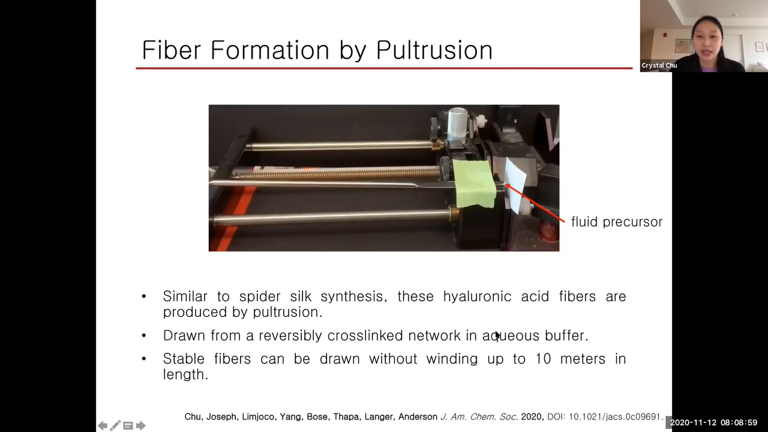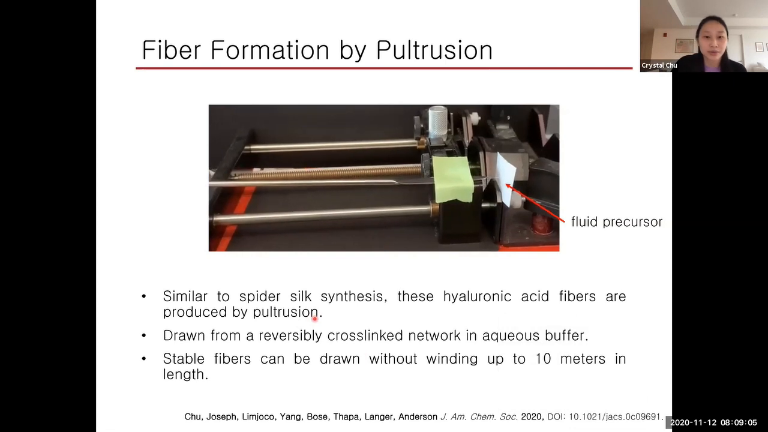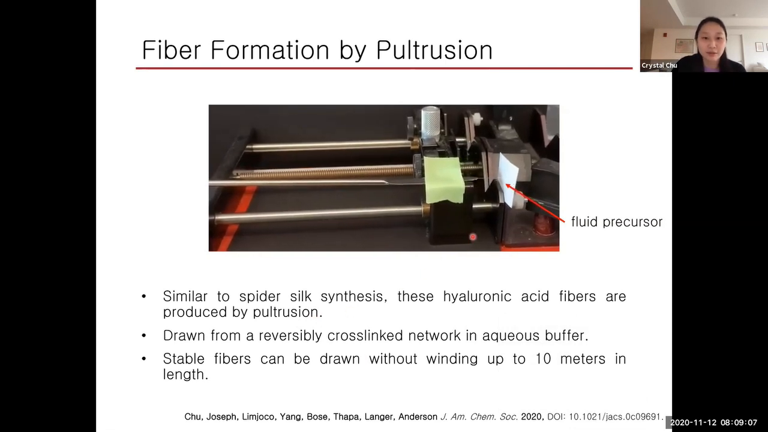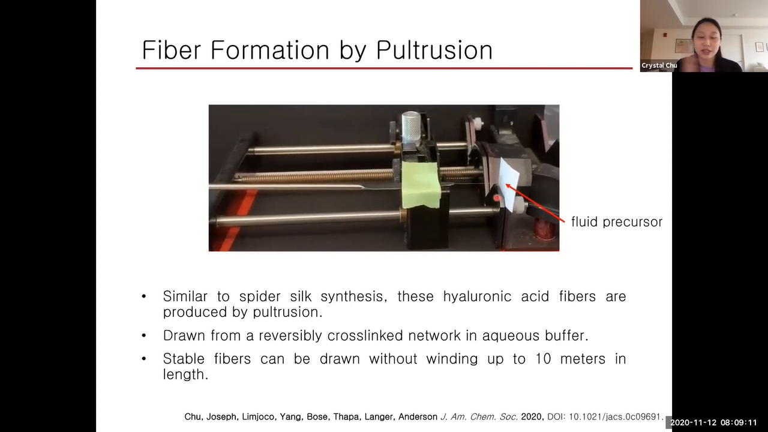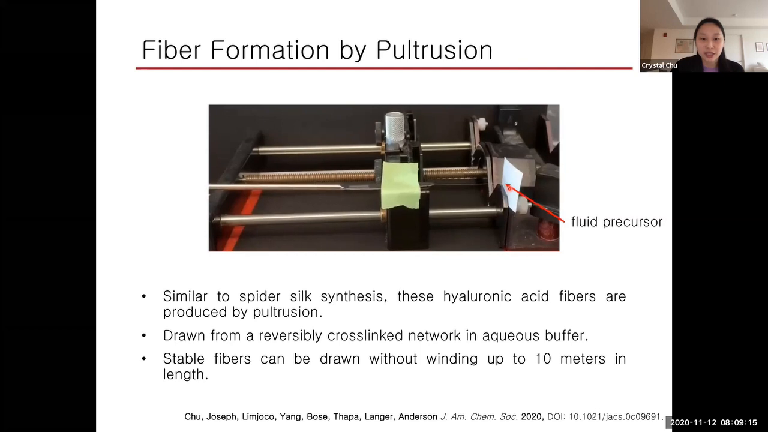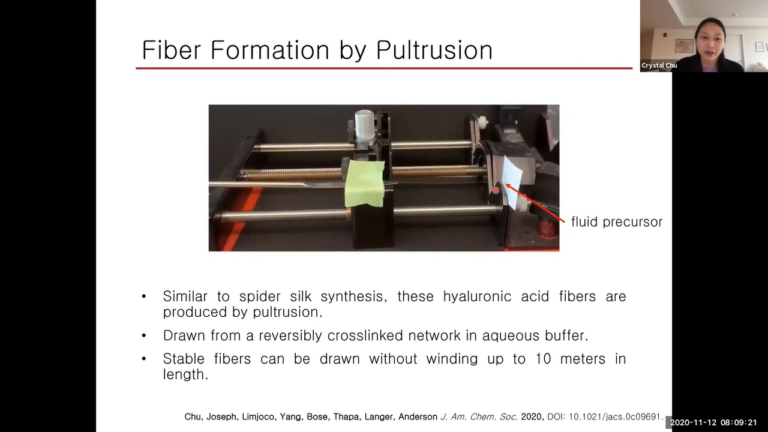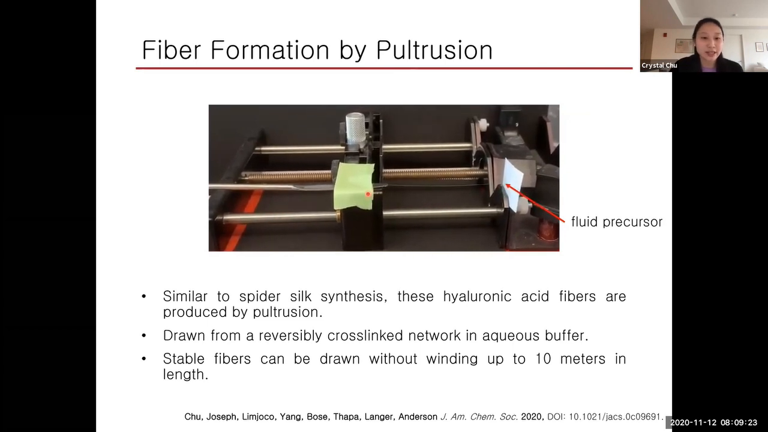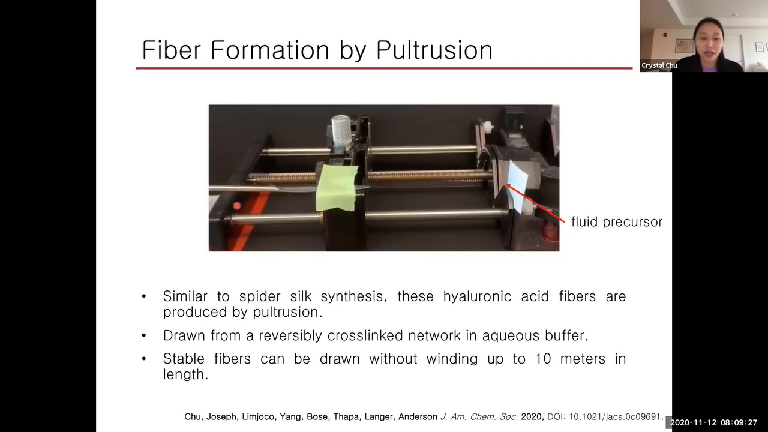So this is something that we have developed, and in this video, I'm showing just one example of how we can draw out our polymer fibers using this pultrusion-based method that we've developed in the lab. So sitting on this little piece of paper is basically this fiber precursor, which is a viscous fluid. And we can gradually, manually or using a syringe pump, draw out these macroscopic polymer fibers.